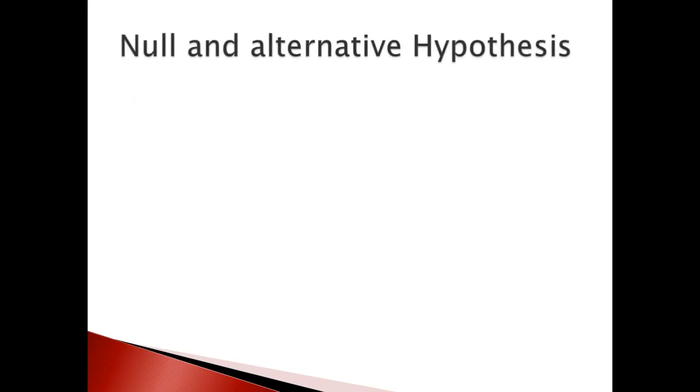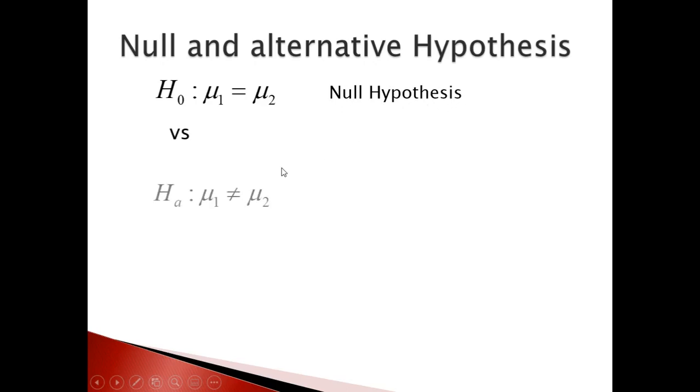Now, let's see how we define null hypothesis and alternative hypothesis for our test. Null hypothesis we denote H naught is mu1 equal to mu2. We call this null hypothesis, versus HA we call alternative hypothesis.